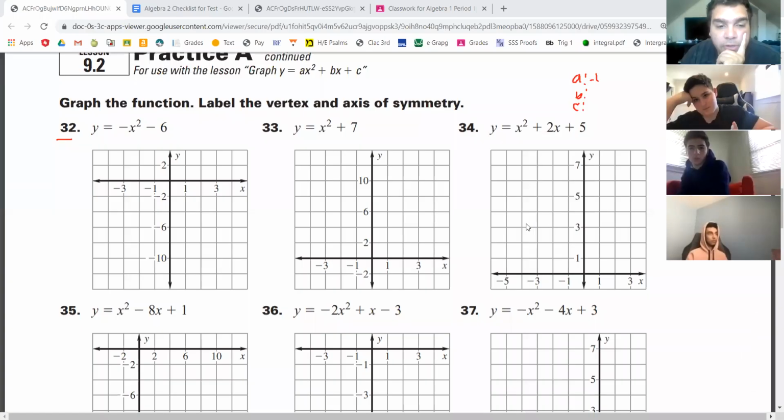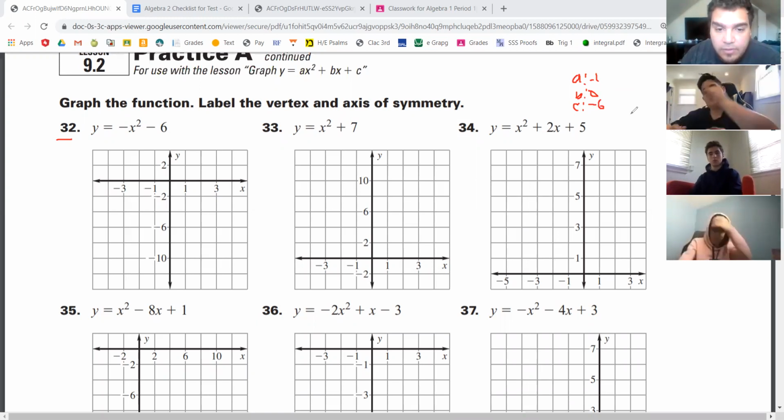All right, we're recording. So we're doing number 32. Jacob, can you again identify what A, B, and C is for 32? A is -1, B is 0, and C is -6. Good. So we're going to find our axis of symmetry, which is the x of the vertex, which is -b over 2a. So we have to use this equation every time.